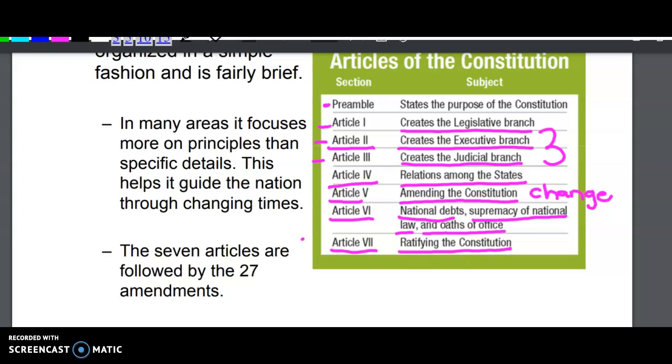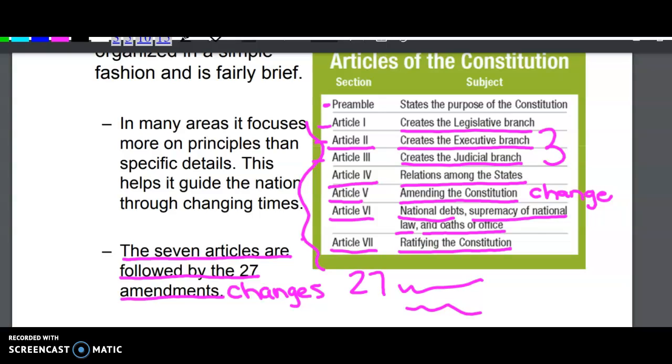The only thing that you need to know here is that the 7 articles of the Constitution are followed by the 27 amendments. Since the Constitution was first written, there have been 27 amendments or changes made to it. As a change is made, it's added to the Constitution whenever that change may occur. So after all of these 7 articles, the 27 amendments are then listed.